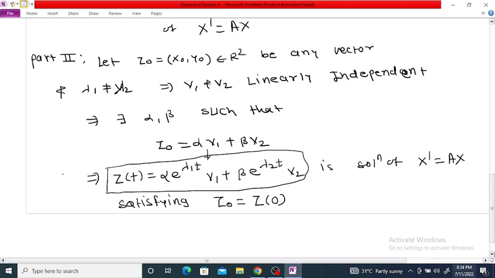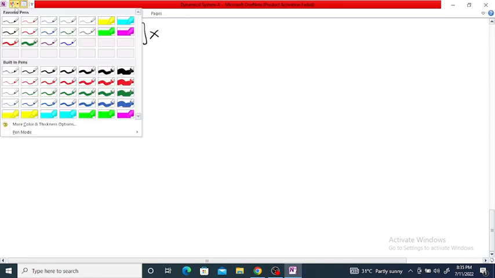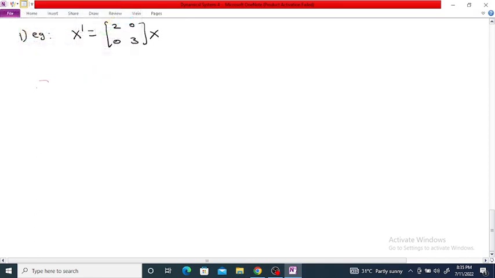For example, first we are going to see some examples. Let's consider a matrix. I am writing a matrix. Say, for example, if we consider the system x dash is equal to the matrix [2 0; 0 3] times x. Okay, this is a diagonal matrix, so its eigenvalues are lambda 1 is equal to 2 and lambda 2 is equal to 3.